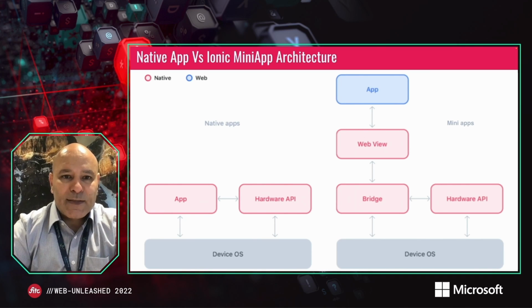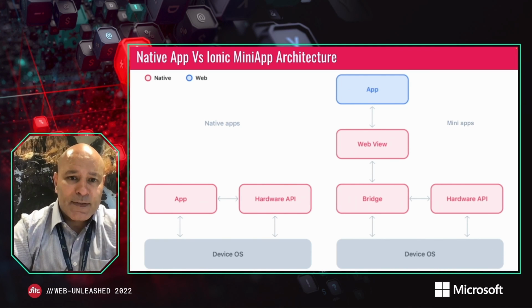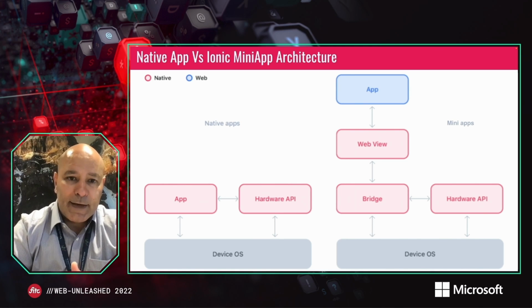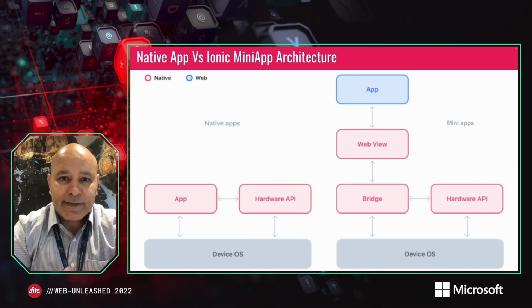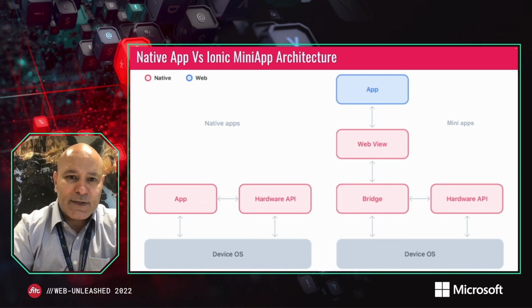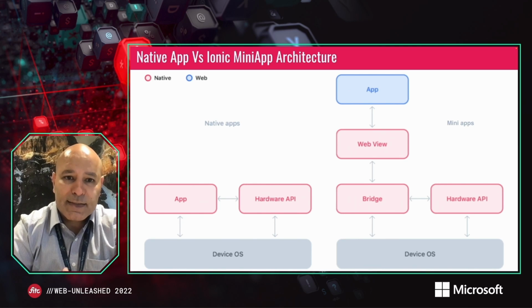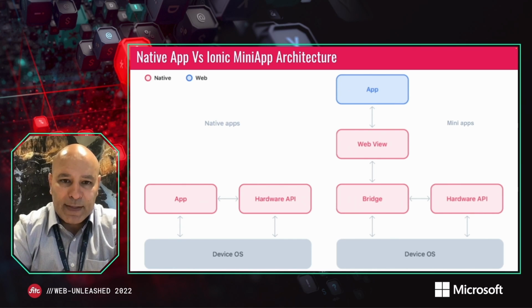This diagram displays the architecture difference between native apps and Ionic-built mini apps. The pink represents the native components and the blue the web components. Native apps, on the left, have less layering and interact directly with the native hardware and OS. The source code is compiled and is optimized for the hardware architecture. Ionic mini apps on the right are written with HTML, CSS, and JavaScript and rendered in a native web view, which is a web browser embedded in a native application.